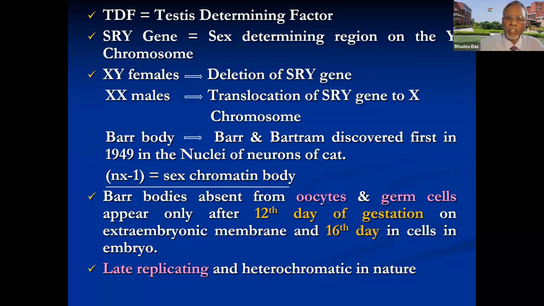Barr bodies are absent in the oocytes and germ cells, which have a haploid genome, but they appear at the 12th day of gestation in the embryo, in the 16th day of cells in the embryo, and in the extraembryonic membrane at the 12th day. And this inactivation is random. We do not know whether it is the paternal X or the maternal X, because females have 2 X. But in marsupials, it is known that it is the paternal X that gets inactivated.